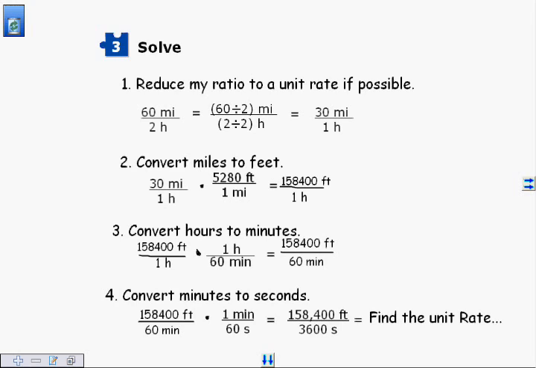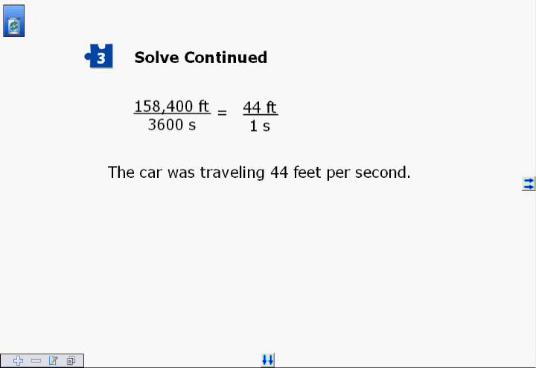Fourth, convert your minutes to seconds. So I take my ratio and I set it right here. I'm going to multiply by my conversion factor, which is 1 minute and 60 seconds. I'm able to cross out the minutes and then multiply straight across. I end up with 158,400 feet, and then 60 times 60 was 3,600 seconds. Now let's find that unit rate. You are able to divide 158,400 by 3,600, and that breaks it down to 44 feet in 1 second. So that car is traveling 44 feet in a second.